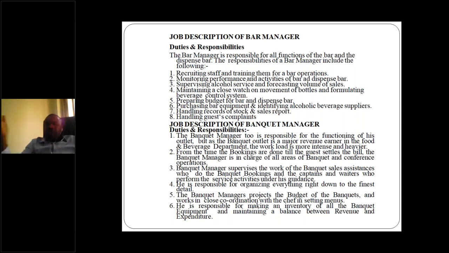He must ensure that when there is a booking from a client, it is delivered at the right time. When a client makes a booking, he must ensure that they understand the nitty-gritty of the booking, and ensure that all the bills are settled on time. He looks over the sales assistants. When there are banquets, there are people that are selling, and they are the ones doing the booking. There are captains overseeing them, and there are waiters.